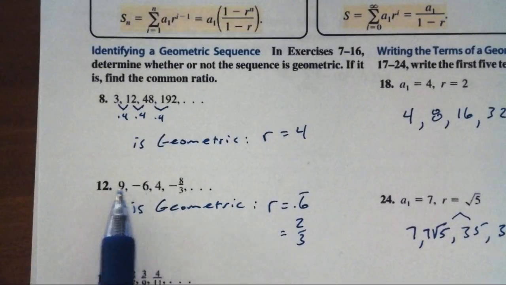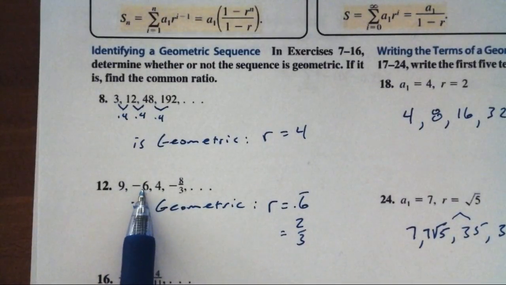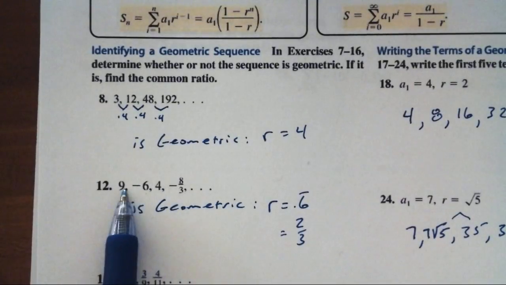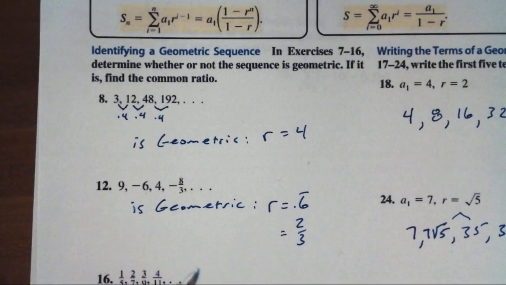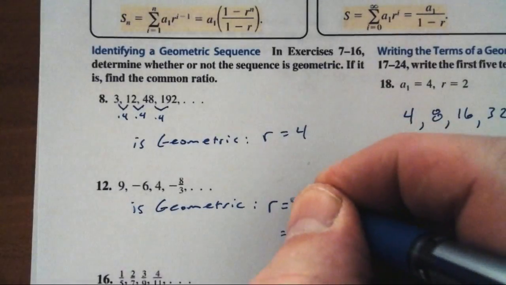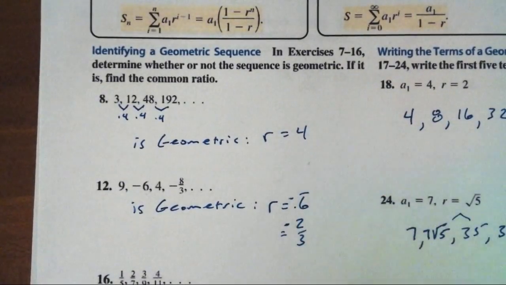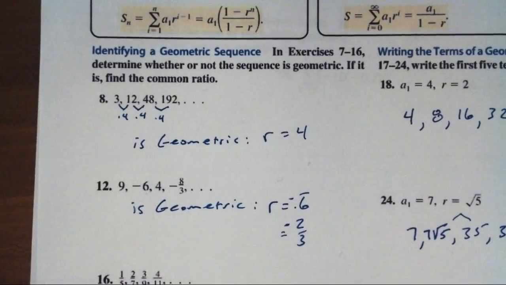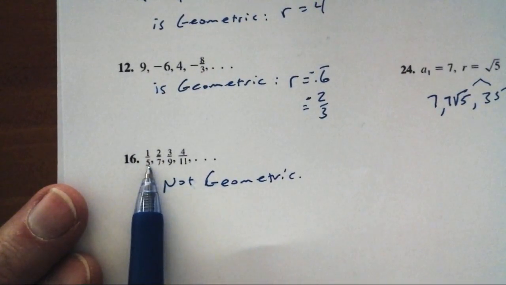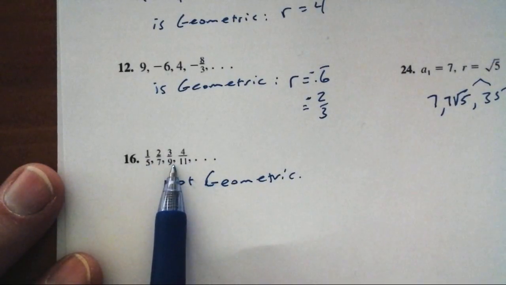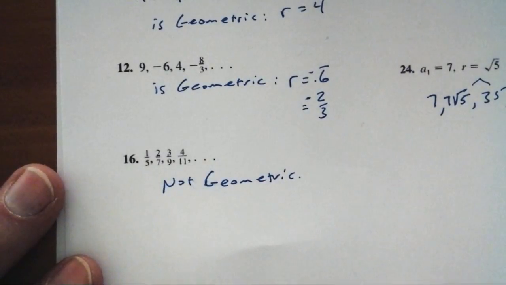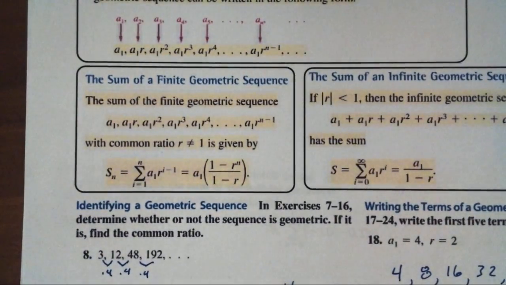-6 divided by 9, 4 divided by -6, -8/3 divided by 4, which we discovered all of those became common ratio. It's actually negative here. All of those became negative, so the common ratio is -2/3 here. And here apparently 2/7 divided by 1/5 was not equal to 3/9 divided by 2/7 or to 4/11 divided by 3/9. So it was not geometric, but that's what a geometric sequence is.